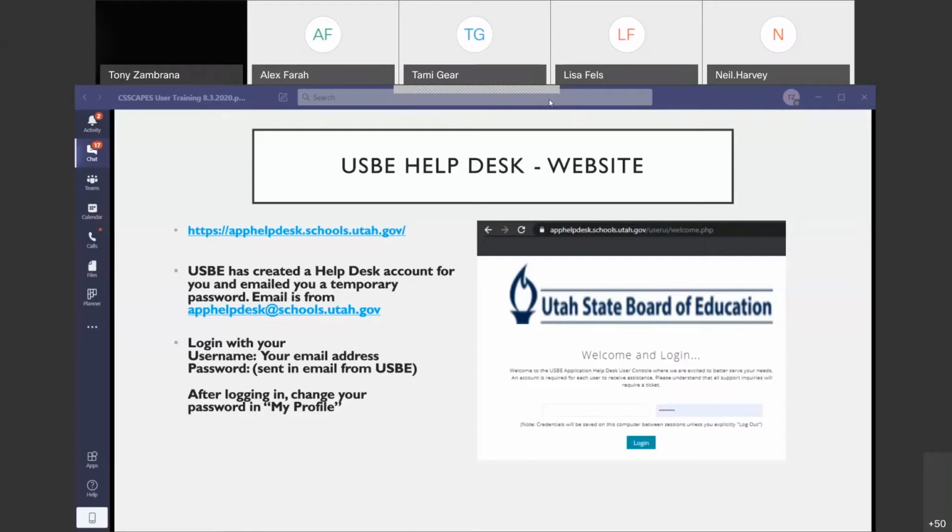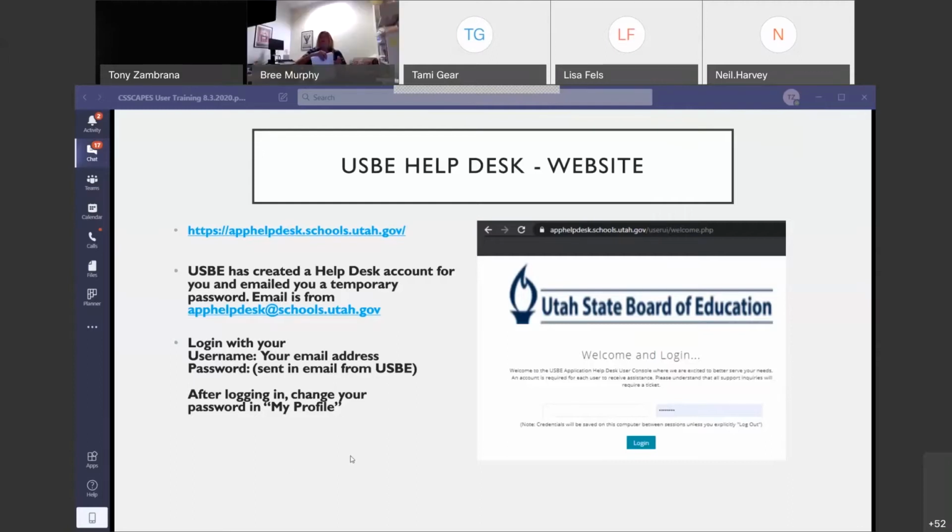And everyone on the Seascapes email list should already have a help desk account created for them. And we've emailed a temporary password to you. So if you search your inbox, you should find that email, and it's from apphelpdesk@schools.utah.gov. So you could search for App Help Desk, for instance. And it's pretty simple. You just hit the website. You'll log in with your username, which is your email address, and your password, which is the temporary password from the email.